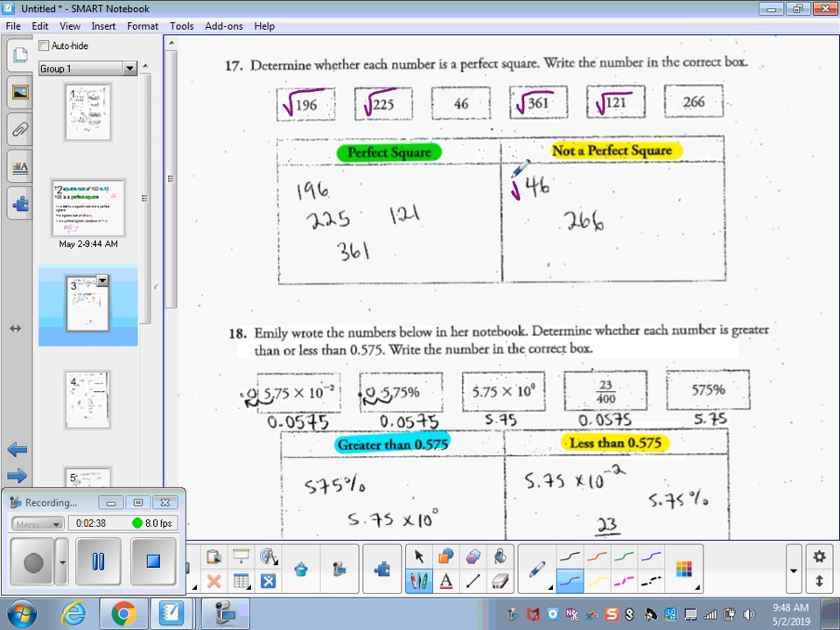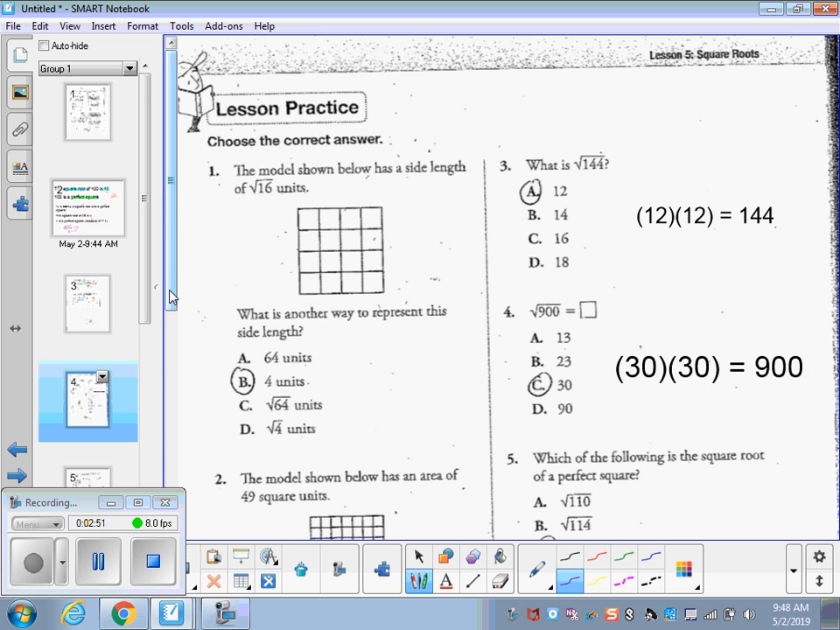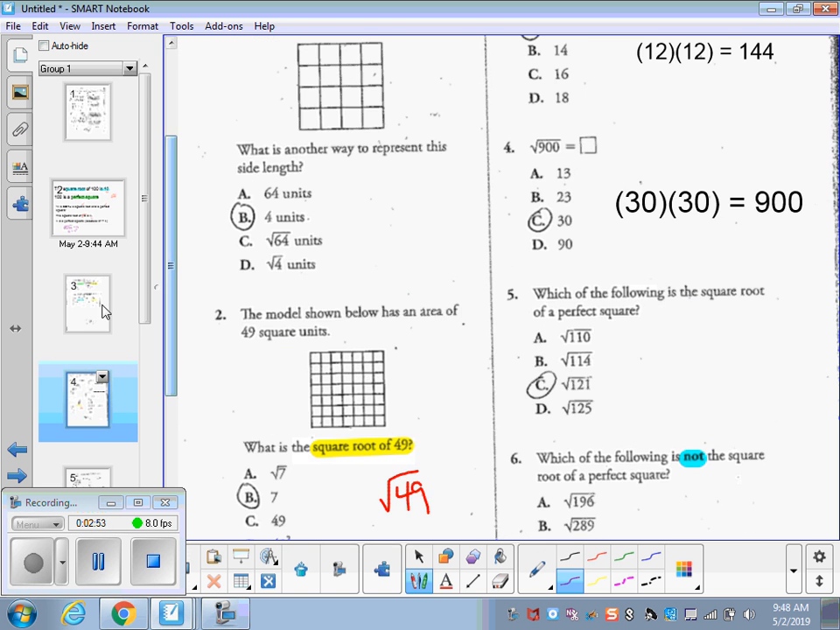If we took the square root of these, they would be considered irrational, and you might remember that from earlier in the school year as well. All right, now this question in here, this one's actually just sneaking in. The next page continues on with perfect squares and square roots.